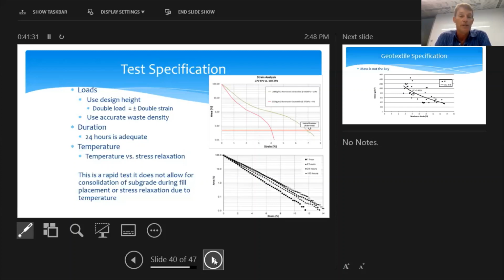The duration of the test. A few years ago, we did a lot of testing on this to understand the difference between running a 1 hour test, a 2 hour test, through to a 100 hour test. I believe that a 24-hour test is suitable. There is a slight difference in strain between 100 hours and 24 hours, but it is not that significant. The other area is temperature.